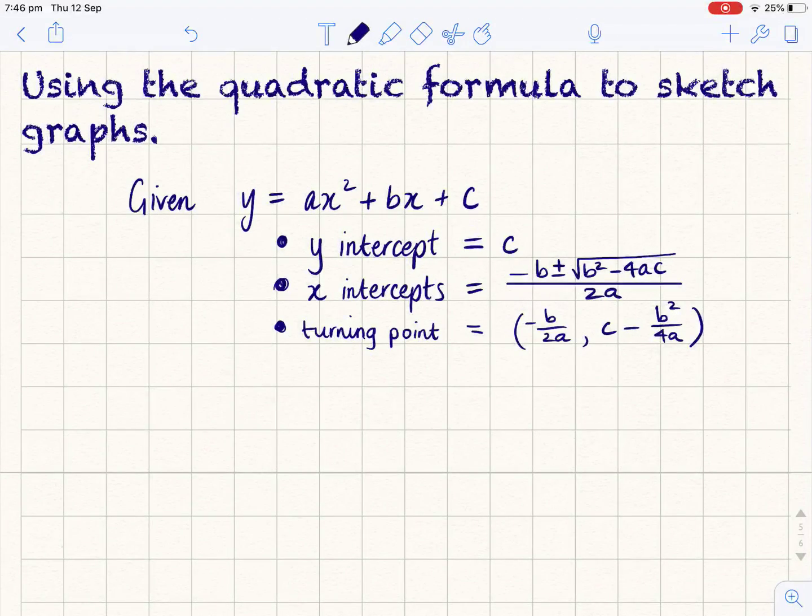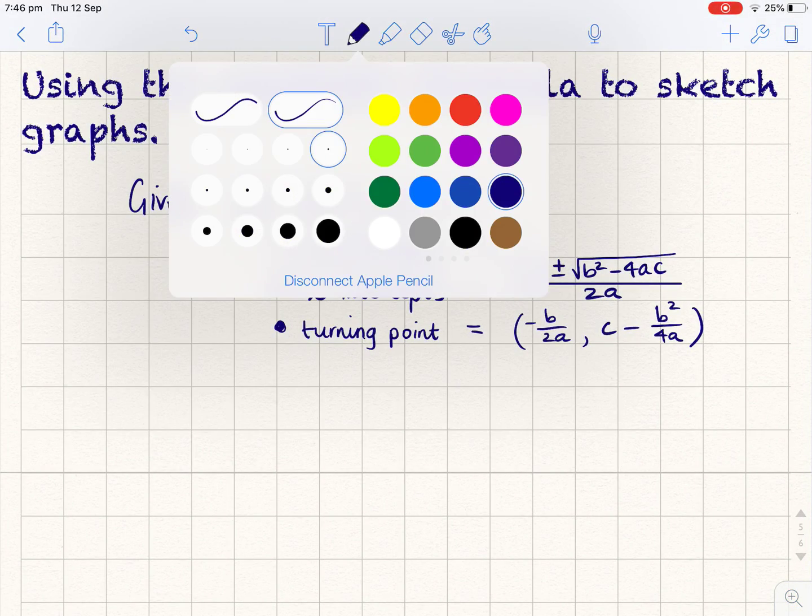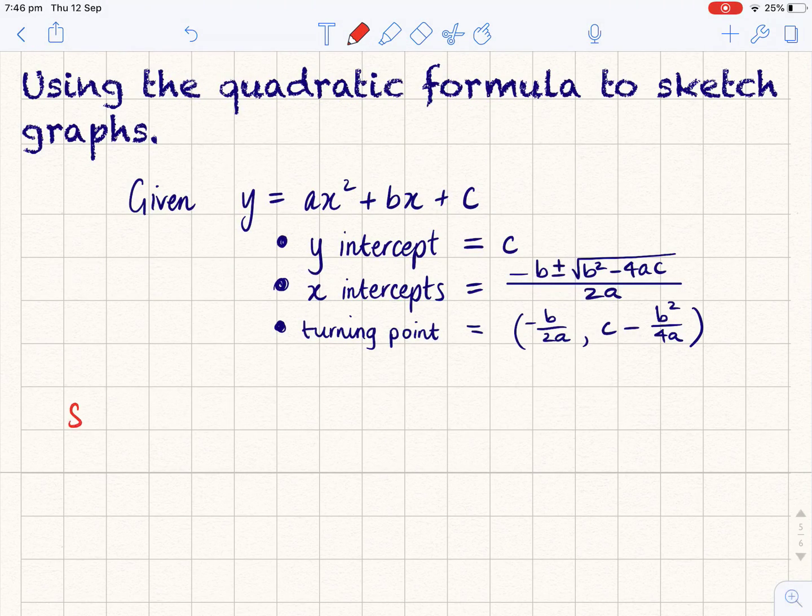And then the final one, which I always forget, but if you can memorise this for the turning point, it can be quite quick and helpful when you've got ugly equations that just don't quite factorise or work nicely with whole numbers. So let's have a look at two examples. The first example we are going to do is to sketch y equals x squared plus 3x minus 1.